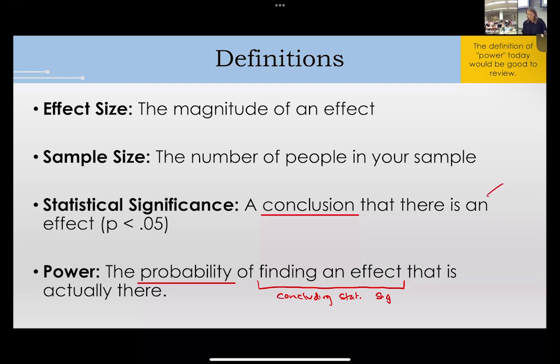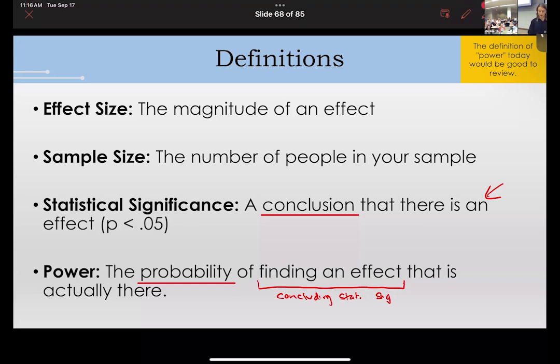If I conclude statistical significance, does that imply there's actually an effect? What's the other option? Type 1 error, right? All statistical significance means is I rejected the null. If I think about this chart right here, right?